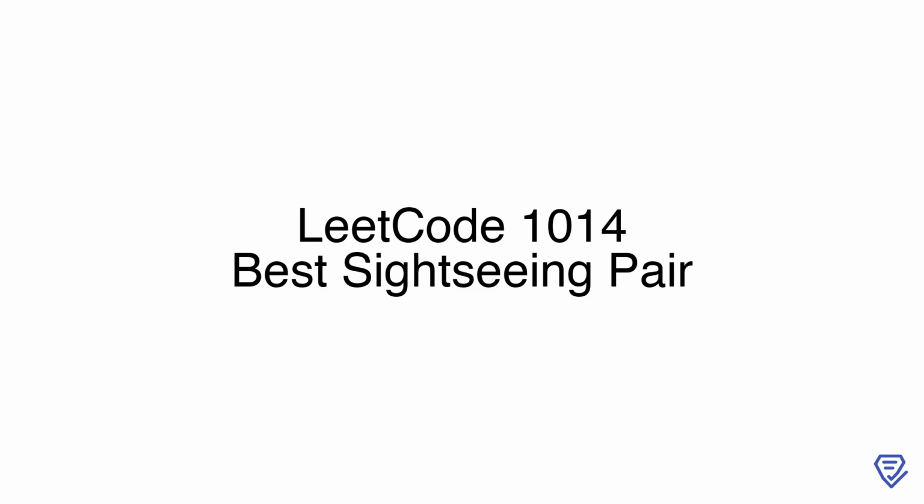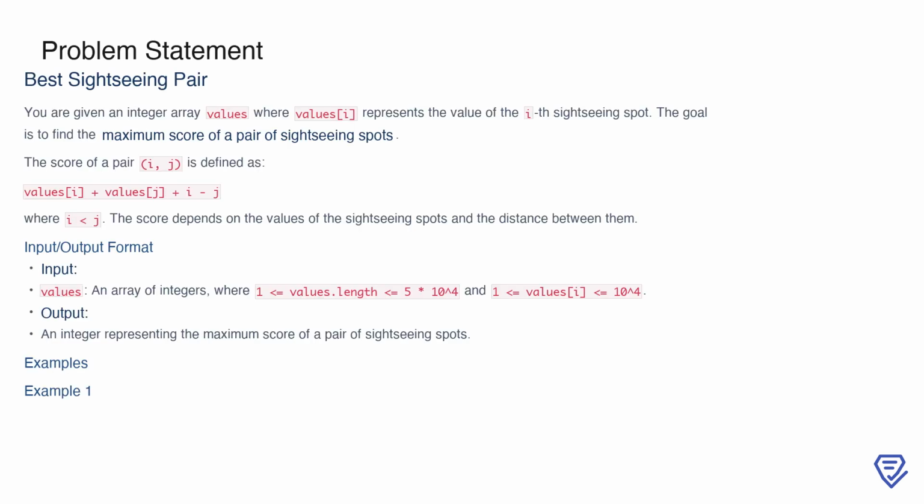Welcome! In this session, we'll explore LeetCode problem number 1014, best sightseeing pair. This problem challenges us to maximize a scoring formula based on array indices and values. It's a great exercise in optimization techniques, so let's dive in. The problem we're solving is called best sightseeing pair.